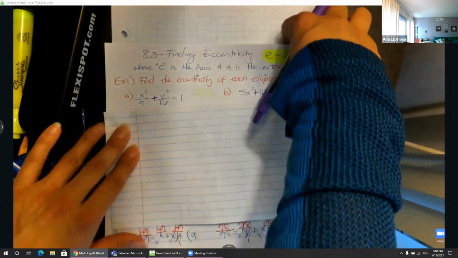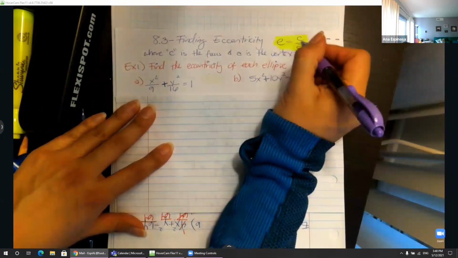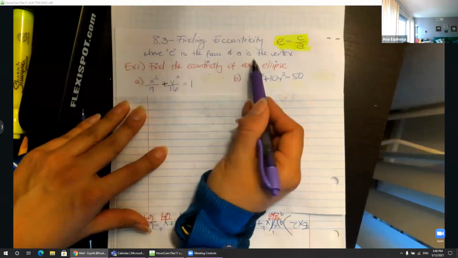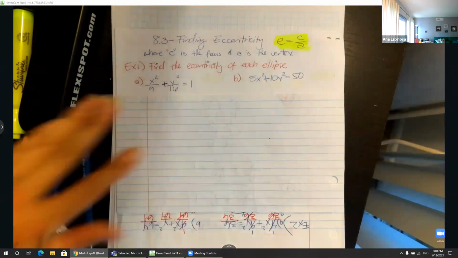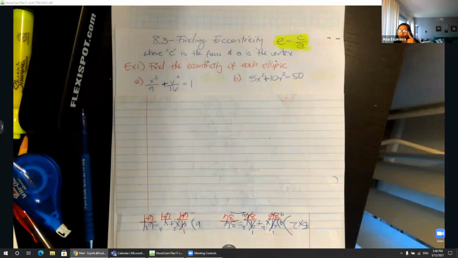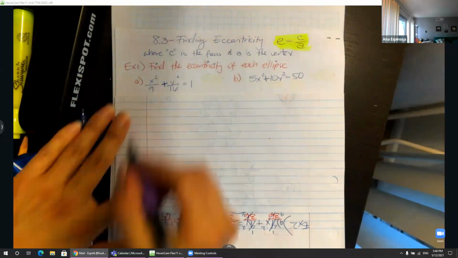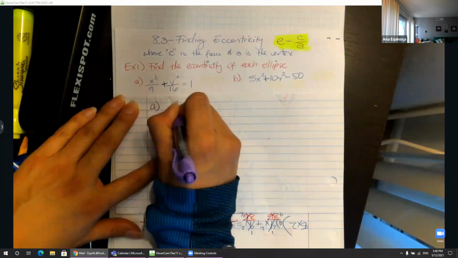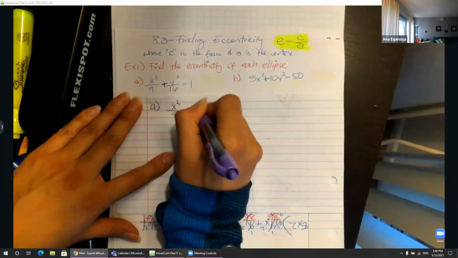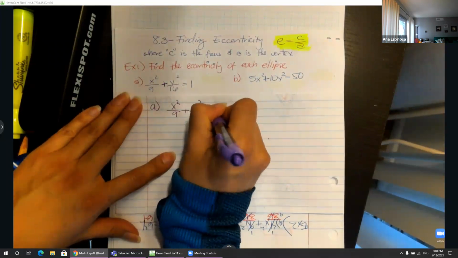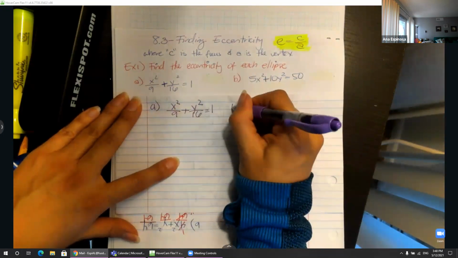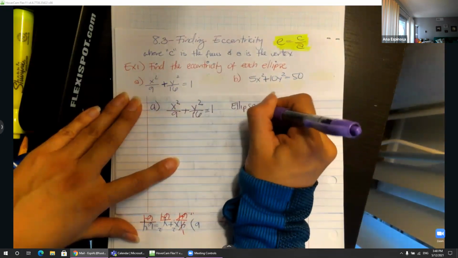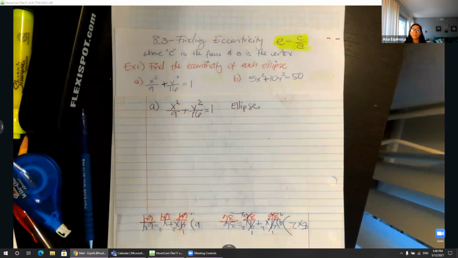Okay, so for this one, it says find the eccentricity, which is C over A, where C is a focus and A is a vertex. Okay, so all you have to know is what kind of formula it is, how to find your A and how to find your C. So for A, x squared over 9 plus y squared over 16 equals 1. This is an ellipse. An ellipse for sure. It's equal to 1. It's got denominators. It's got a plus in the middle. Both variables are squared. Ellipse by definition.